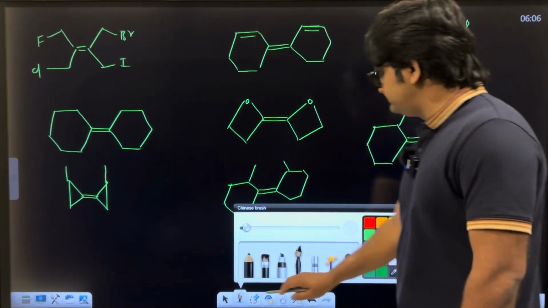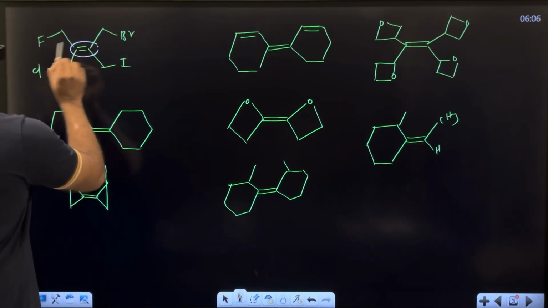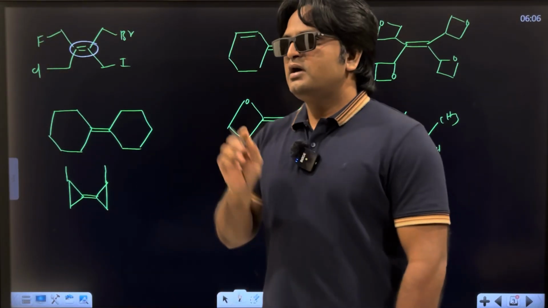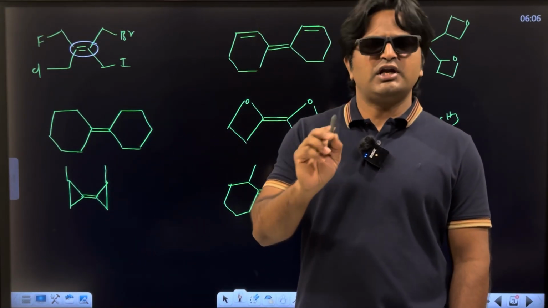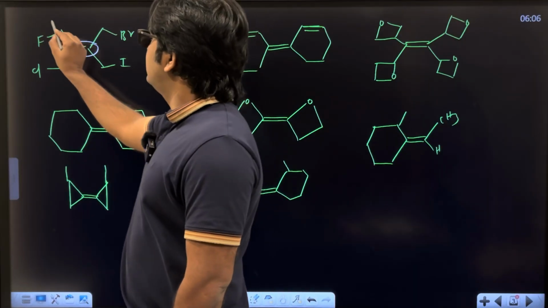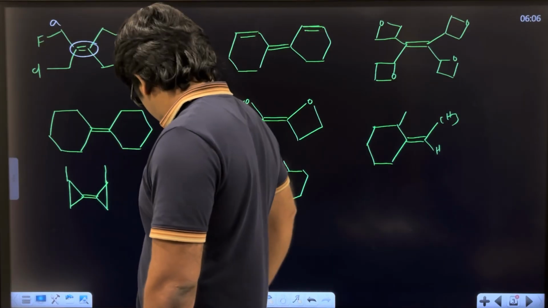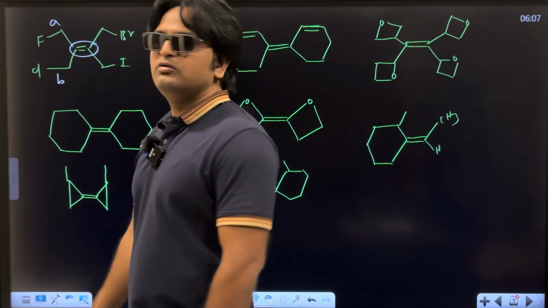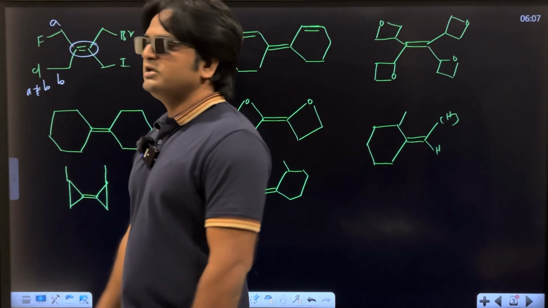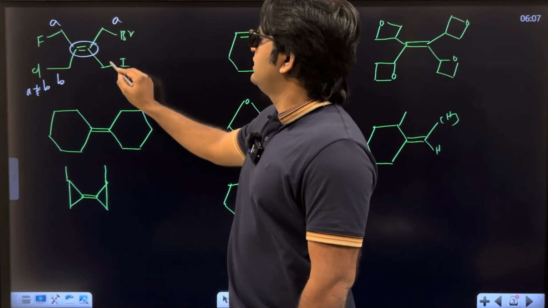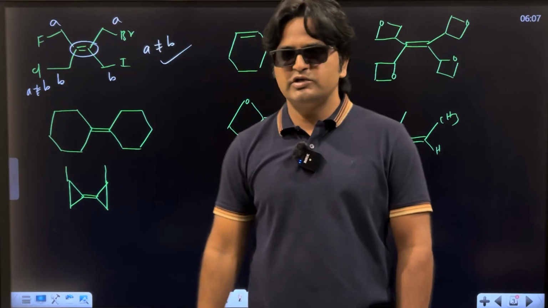Now come to the first one. Here first we want restricted rotation of the bond. Here a double bond is present, so the first condition is satisfied. And come to the proper substitution. Here if the first two conditions are satisfied, then automatically the third one will be satisfied. Here let this be A, and this one B. So A is not equal to B, condition satisfied. For example, let this one be A and this one B. A is not equal to B. This molecule shows geometrical isomerism.